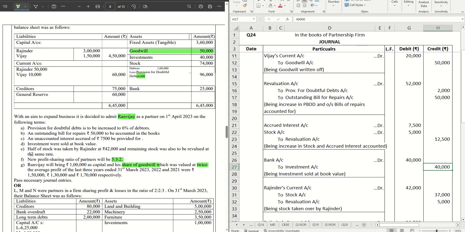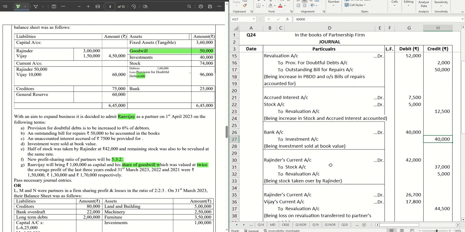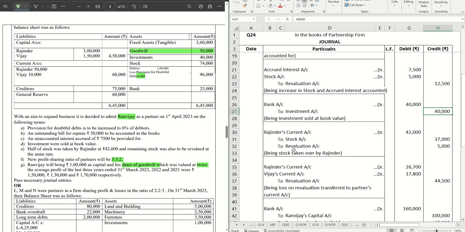Next, number E. This is an interesting one. Half of the stock was taken by Rajinder at 42,000. Okay, stock is valued at 74,000. Half of that comes to 37,000. So he's taking over the stock at an increased value of 5,000, which is a profit for the firm, and that profit is transferred to revaluation account. So the journal for that is Rajinder's current account debit to stock, to revaluation account. So 42,000 is debited to Rajinder's current account. Stock account is credited by 37,000 and the 5,000 profit is credited to revaluation account.